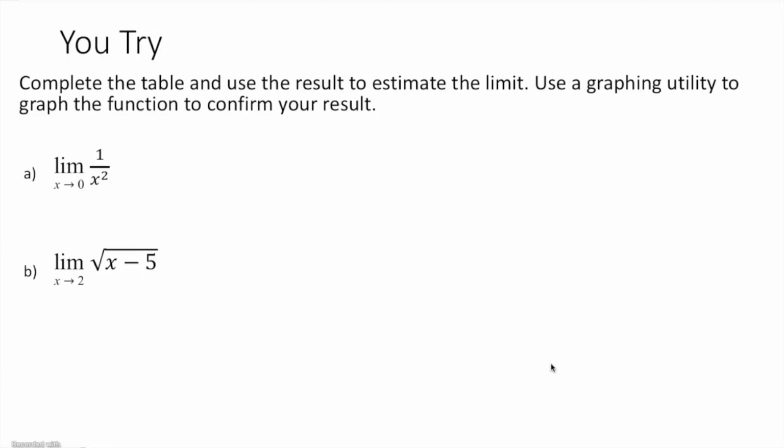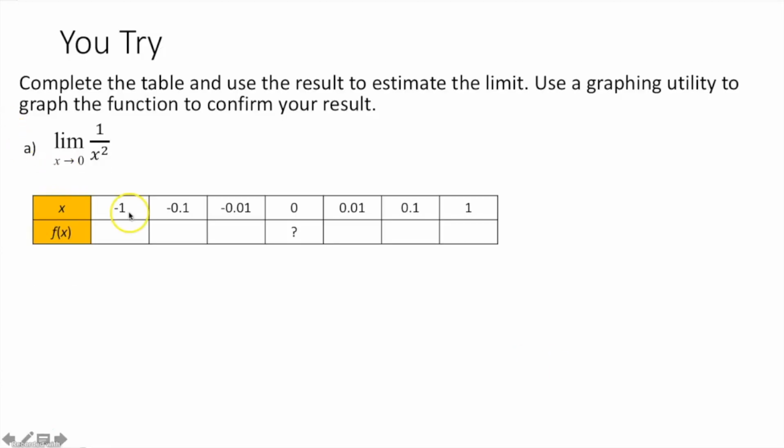You try. Okay, we're doing the same thing. Here, we pick 3 x values to the left of 0, 3 x values to the right of 0. We're plugging these in for x and getting the y value that goes with them. Plug in this guy for x, get the y value that goes with that. Plug in this for x, y value that goes with that. Same thing on the other side.